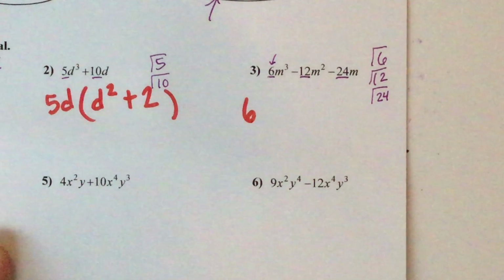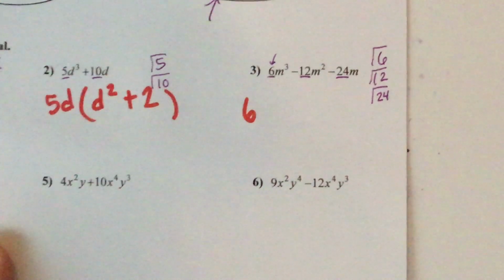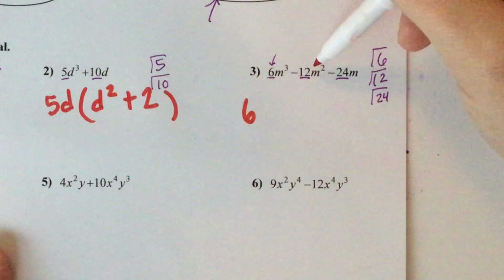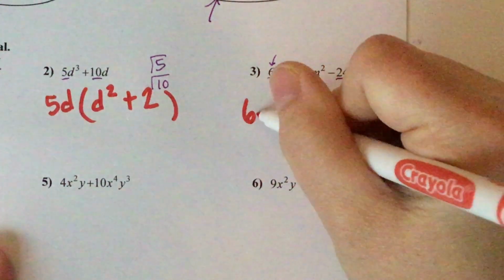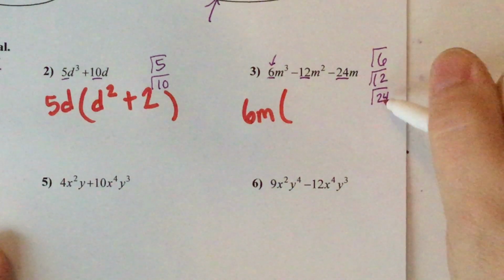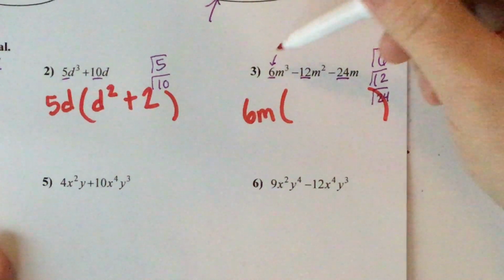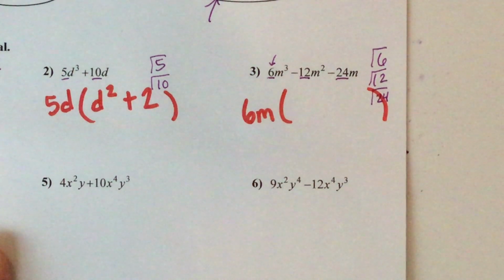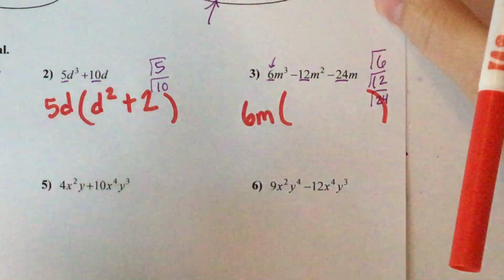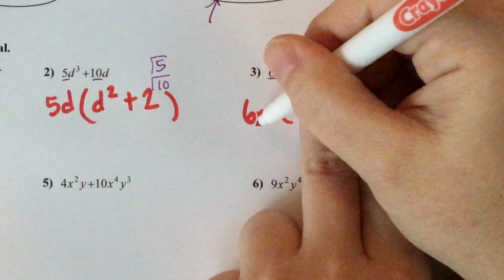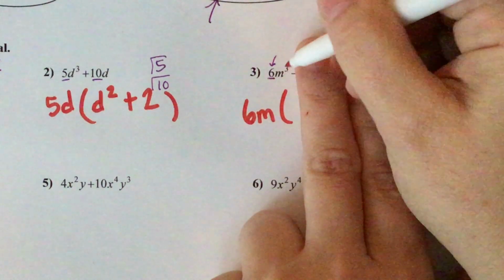Okay, what's the greatest amount of m's they all have? They all have 1. Okay, let's build our parentheses. Now, this time we're going to put 3 things in the parentheses because there's 3 things in the problem. Okay, so what could you multiply 6m with to get a 6m cubed?